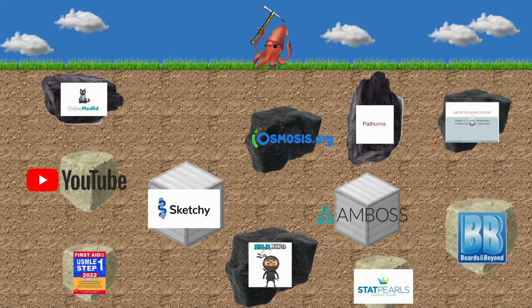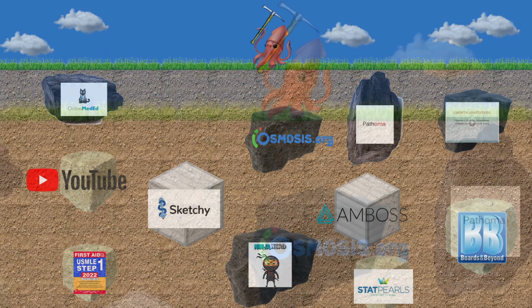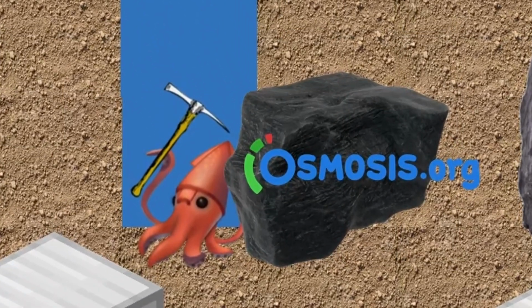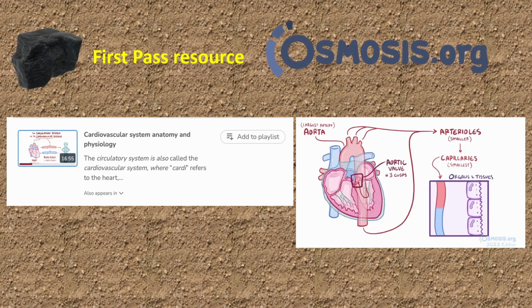So let's say you're just starting out on researching heart physiology. We have all these different first pass resources to use, and we decided to use Osmosis, which is an excellent board review resource. A resource like Osmosis gives the very basics for your understanding of a topic.